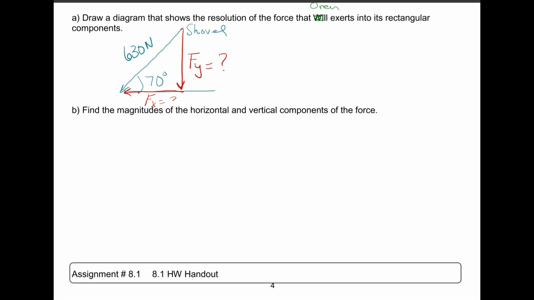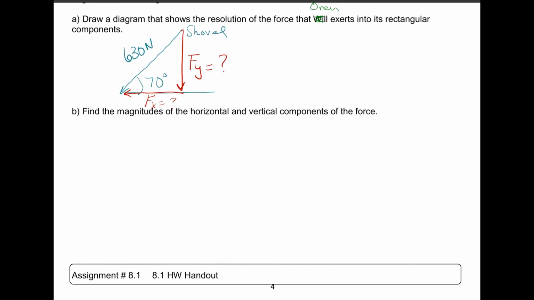So we just want to show the horizontal and vertical components. This is very much like the homework. And then B is find the magnitude of the horizontal and vertical components of the force. Okay, so throwback to the first week of class. How would we do this?